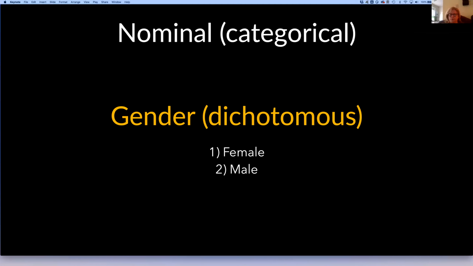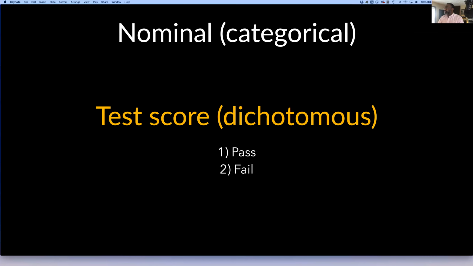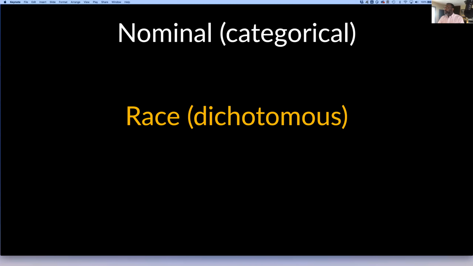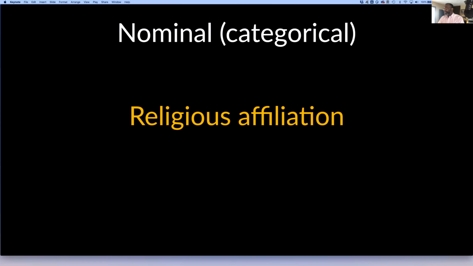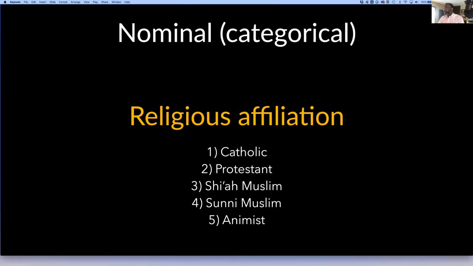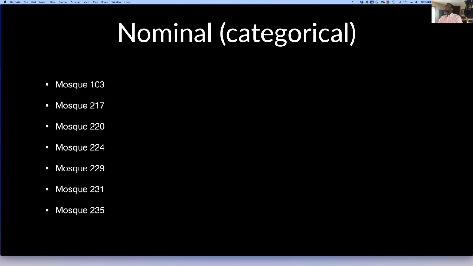2 categories. One or the other, that's right. Test score can be dichotomous, pass or fail. Race can be dichotomous, white or non-white. Religious affiliation, Catholic, Protestant. There's no order here, okay?